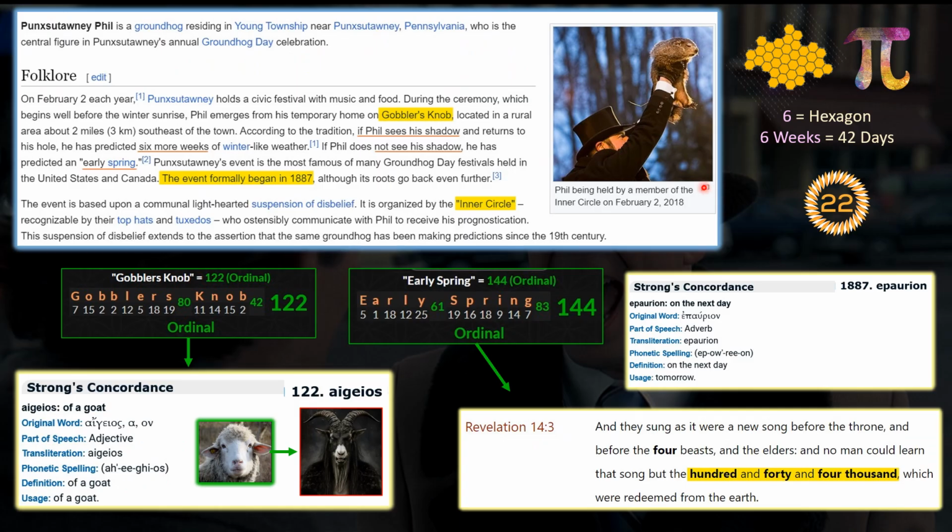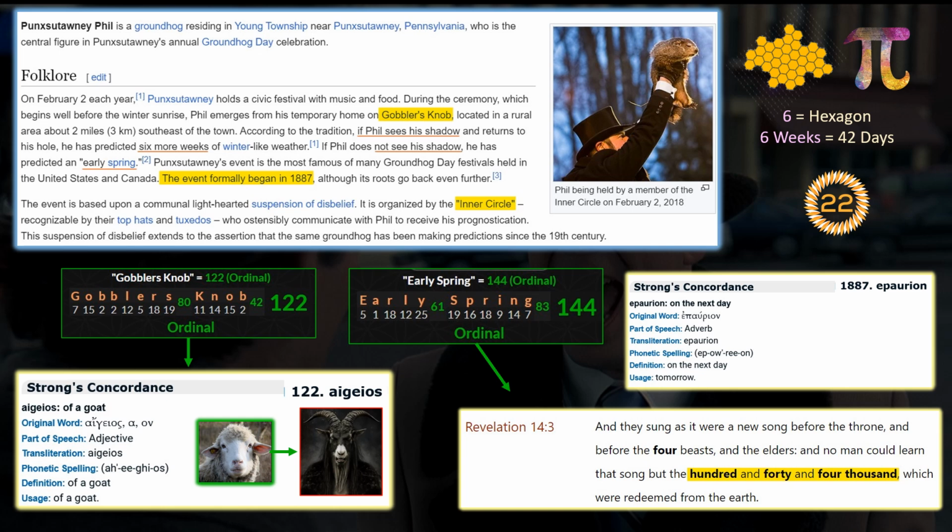So, looking at the folklore off of Wikipedia, we're going to learn here about what Groundhog Day is. On February 2nd each year, Punxsutawney holds a civic festival with music and food during the ceremony, which begins before the winter sunrise. Phil emerges from his temporary home on Gobbler's Knob, located in a rural area about 2 miles southeast of the town. According to the tradition, if Phil sees his shadow and returns to his hole, he has predicted 6 more weeks of winter-like weather. If Phil does not see his shadow, he has predicted an early spring.